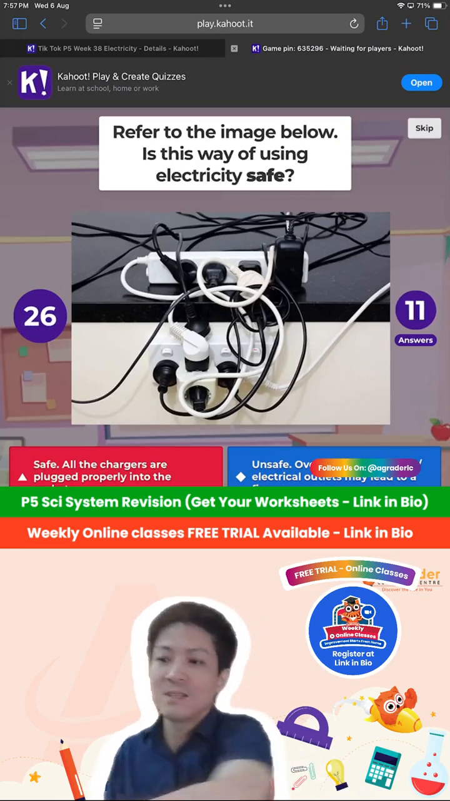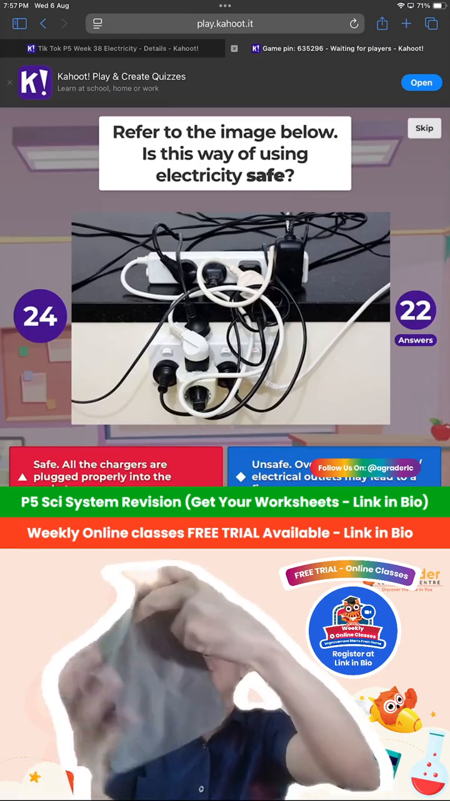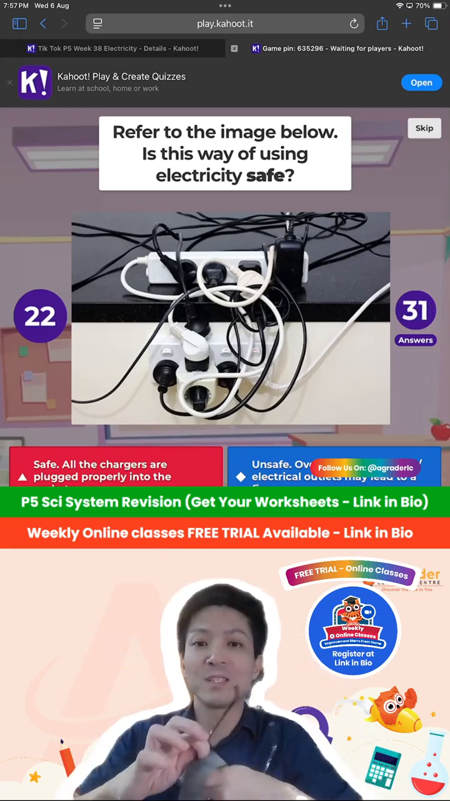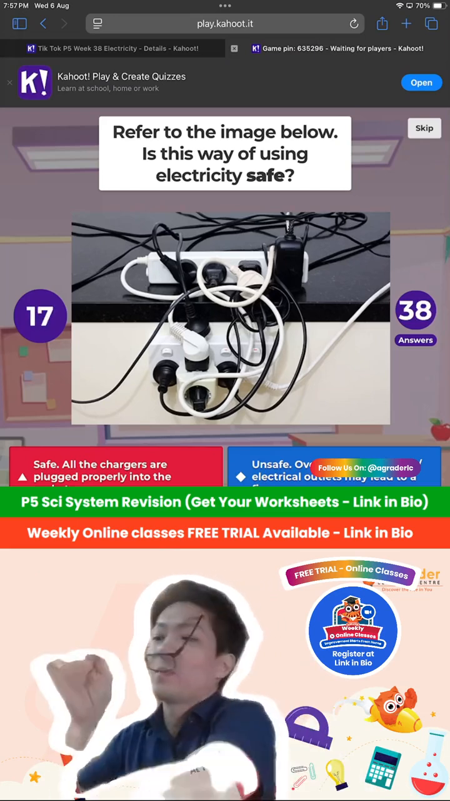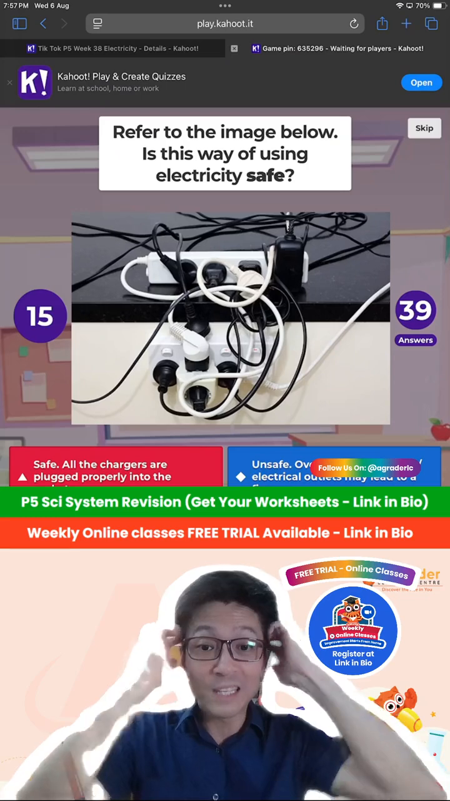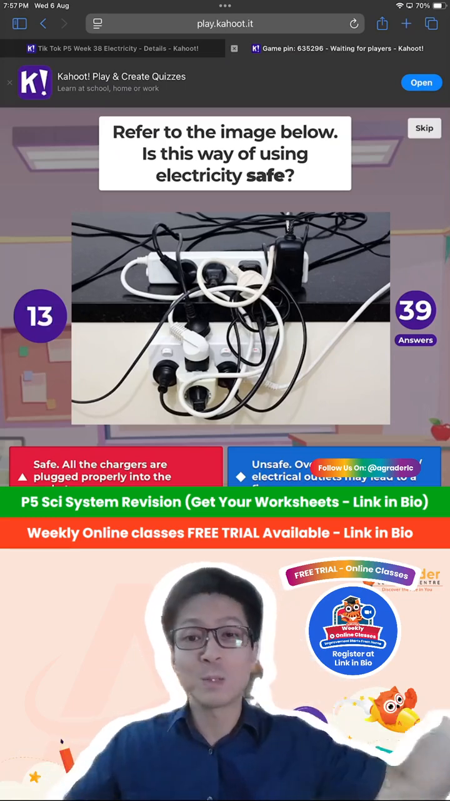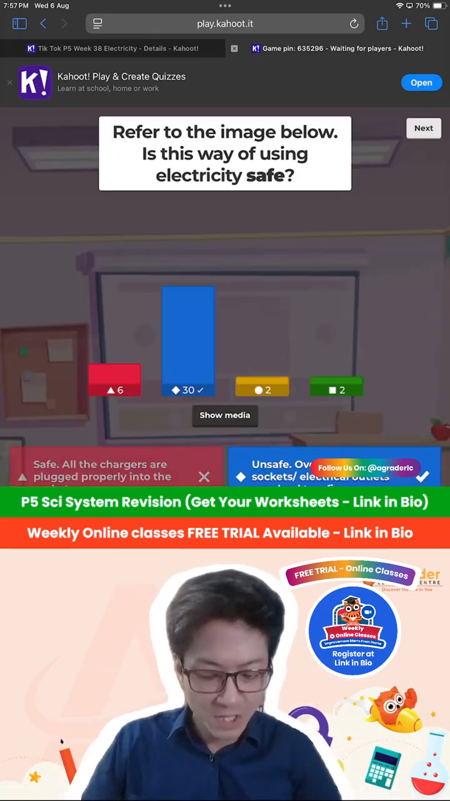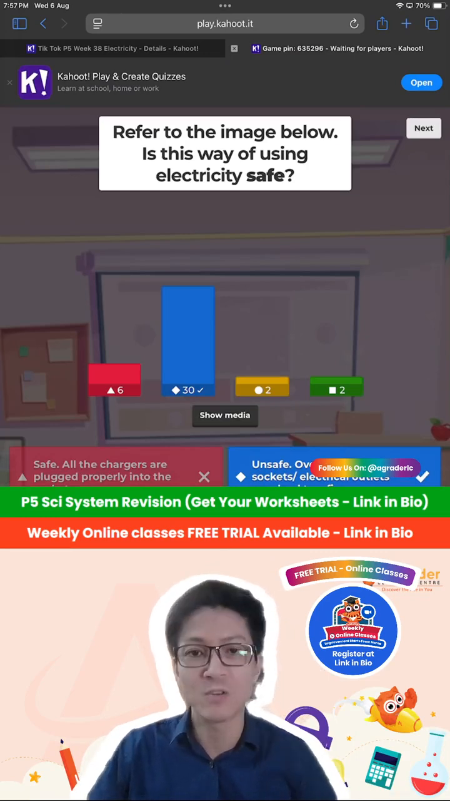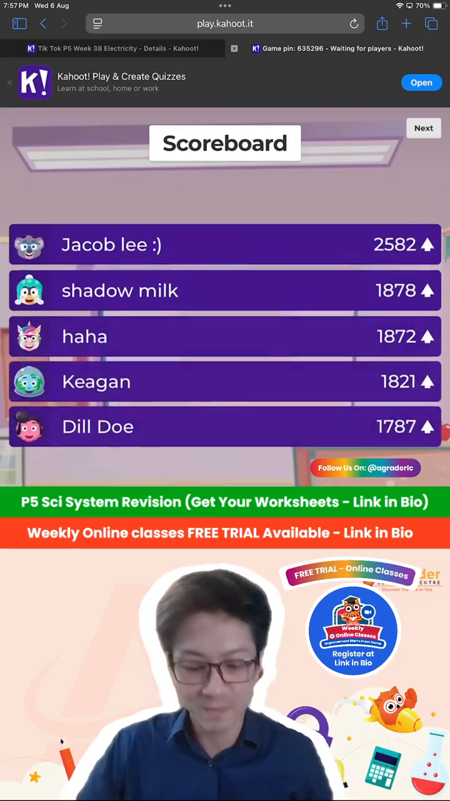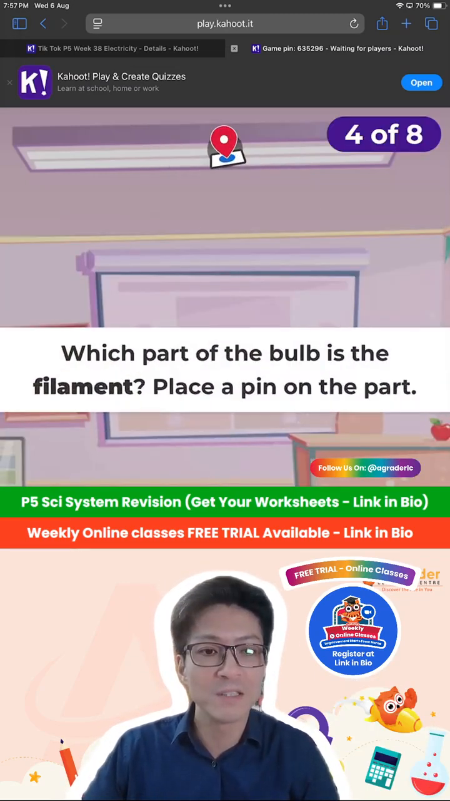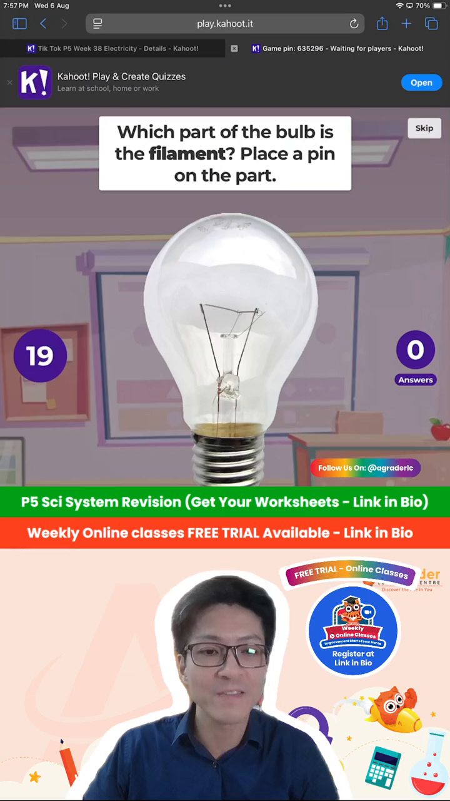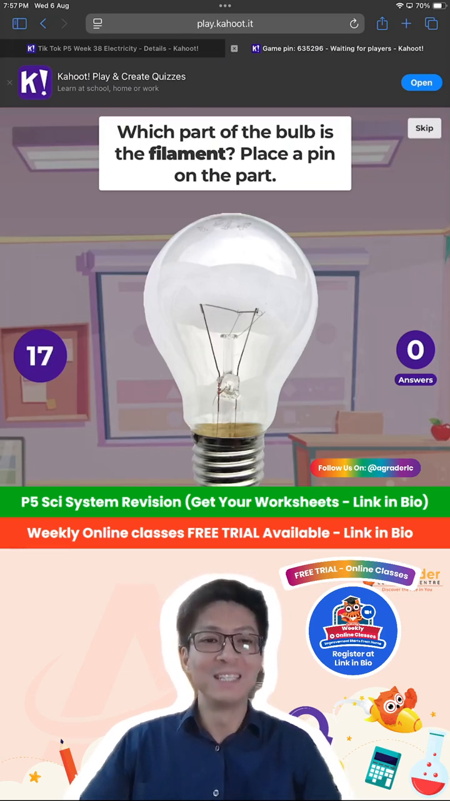This way of using electricity, is it safe? I hope you are not using electricity this way because that is a recipe for disaster. Even if you overload like this, it will cause your circuit breaker to trip, and then you will not be able to turn on your stuff unless you remove things. So good, you can recognize that that is absolutely not a safe way to do things.